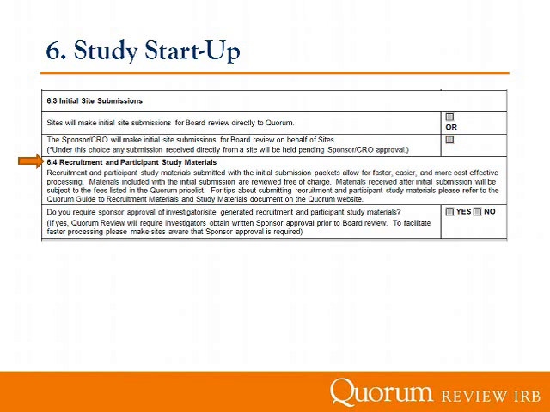6.4 relates to site-generated advertisements or recruitment materials. If you select Yes here, your site can submit their recruitment and participant study materials with an email from you indicating that the sponsor has accepted them for use. If you select No, the site can submit without any indication from you that the ads or recruitment materials are approved.